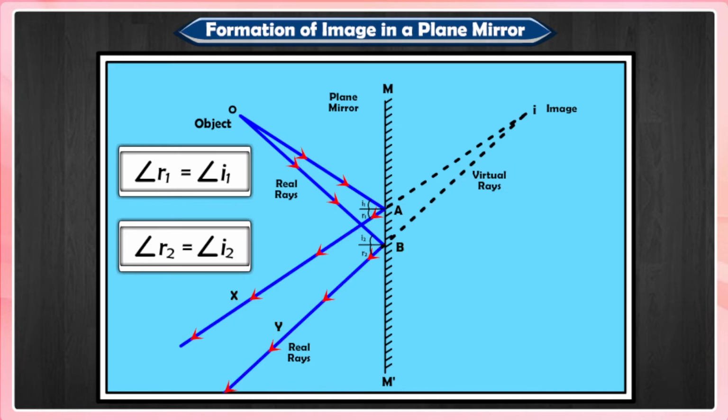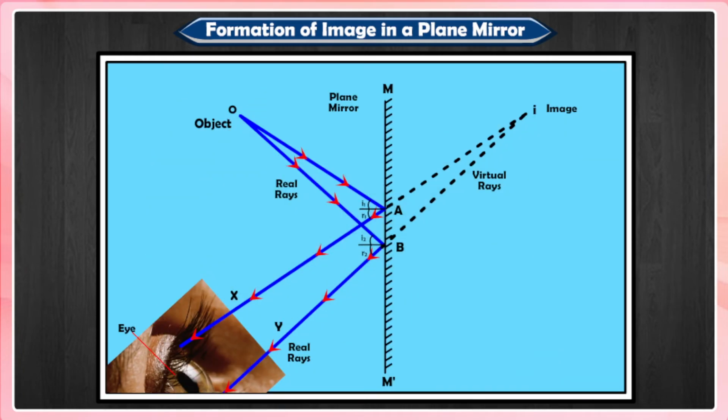4. The two reflected rays AX and BY are diverging rays going apart, which cannot meet in front of the mirror to form a real image. So we produce the reflected rays AX and BY backwards behind the mirror by dotted lines. On producing backwards, the reflected rays meet at point I behind the mirror. 5. When we look into the plane mirror from an angle, the reflected rays AX and BY enter our eye. The reflected rays appear to be coming from point I behind the mirror. So point I is the virtual image of object O.